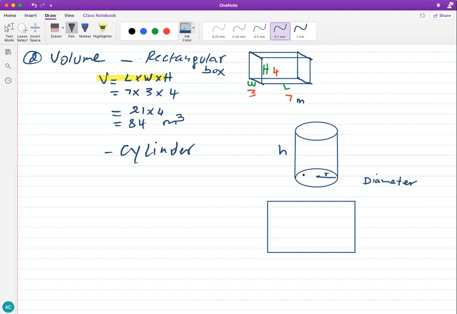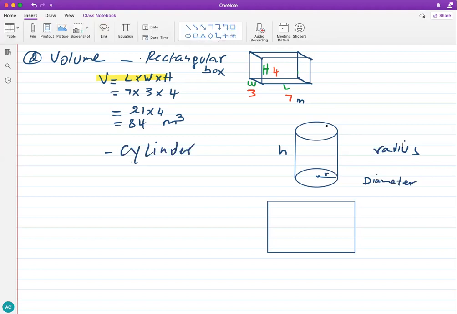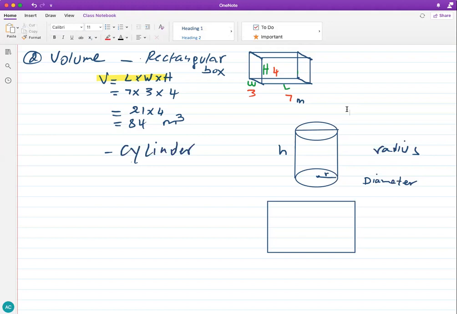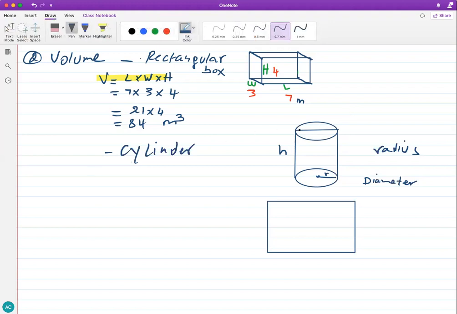It's basically the distance from here all the way to here, or half of it, is R, or radius. So R means radius. For example, the radius would be from here to here. The diameter, or D, will be all the way across, but half of it is radius. So radius is, you could say, half of the diameter.